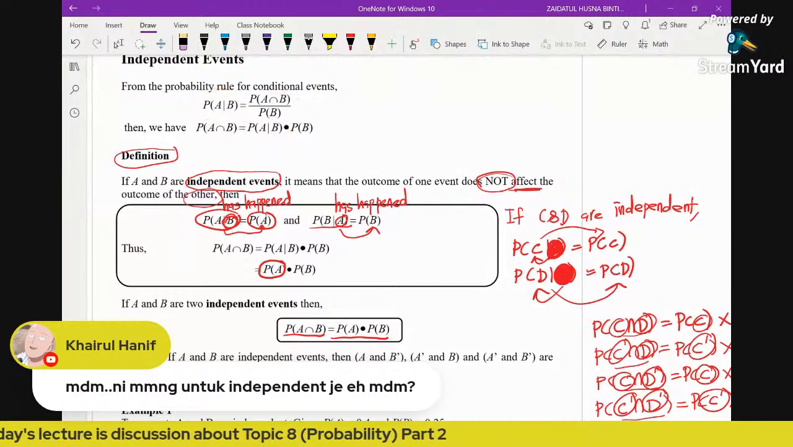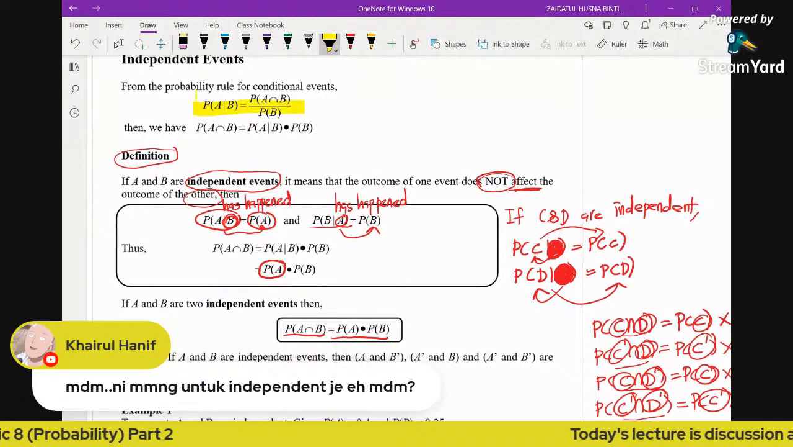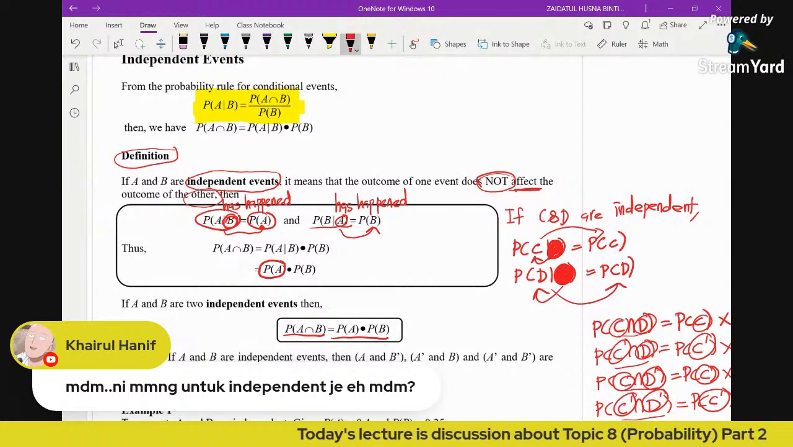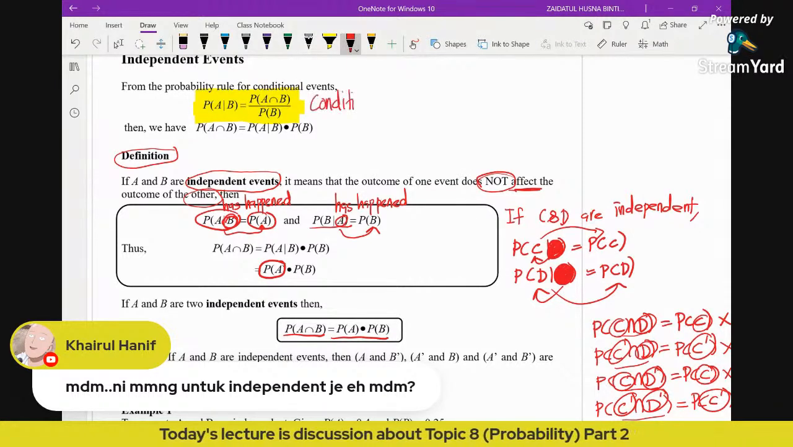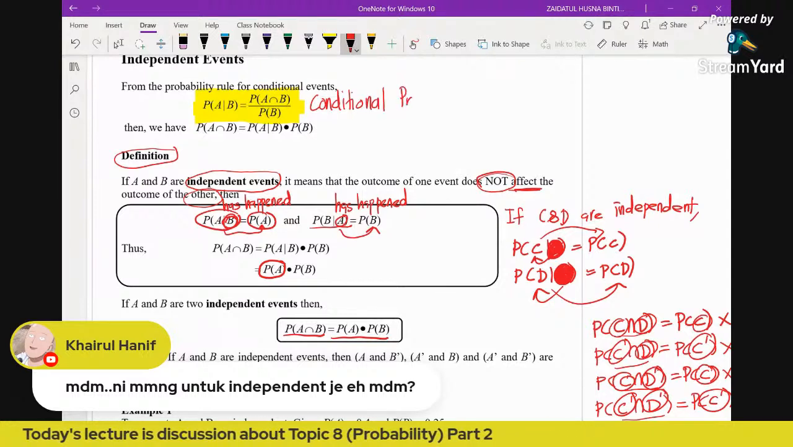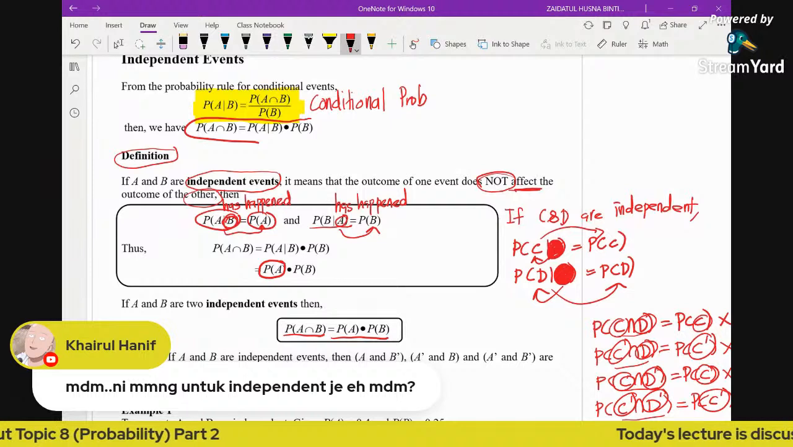Hold on, let me highlight it for a moment. It comes from above. Where does it come from? It originally comes from the conditional probability formula. First we cross multiply. So this is the original formula.